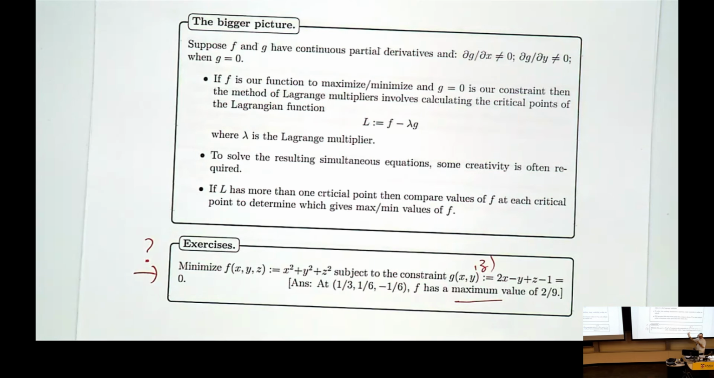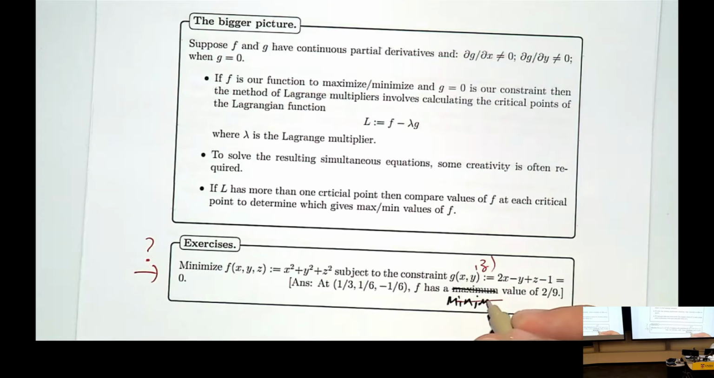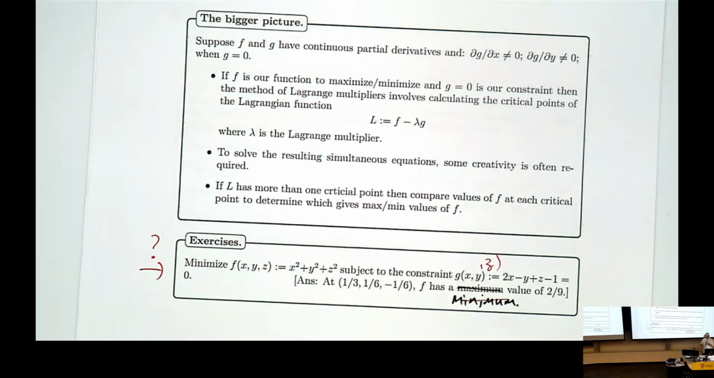Not one person has corrected me on YouTube about this, by the way, in 12 years. So I can see people are looking at this really carefully. I think it should be the minimum value. It should be the minimum value, because the other way it doesn't make sense. How do you have a maximum distance between a point and an infinite plane?